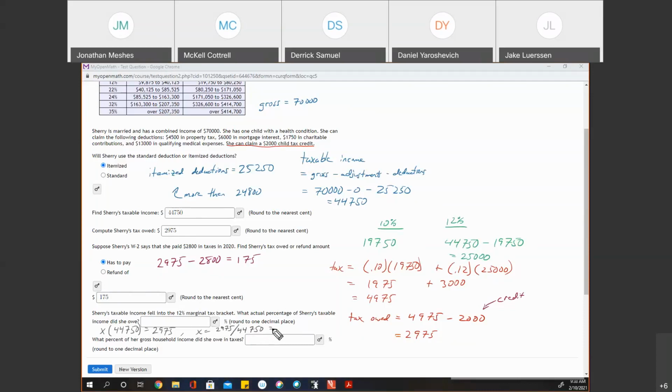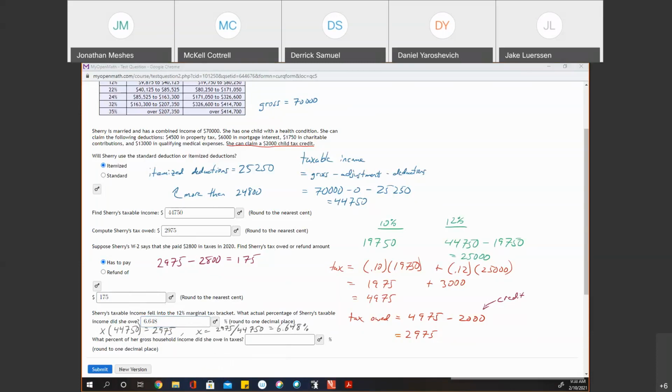Okay, and I'm just going to turn that into a percentage, and I get 6.648%. It says round to one decimal place, so you can just write 6.6%. It's always okay to give more decimal places, right?